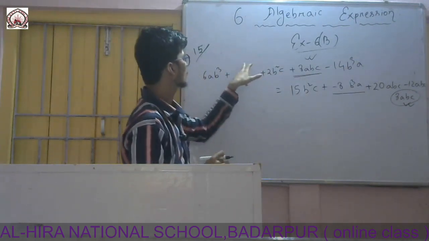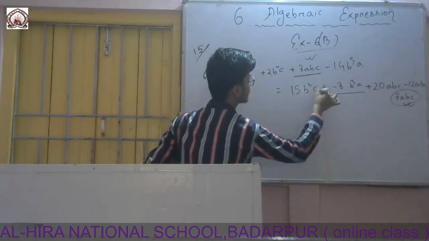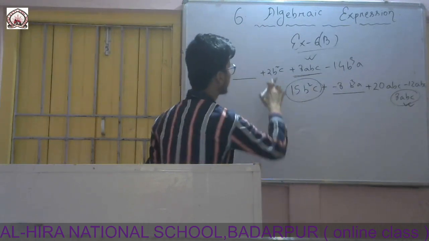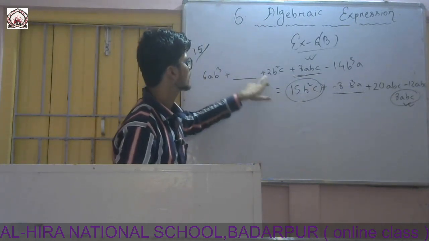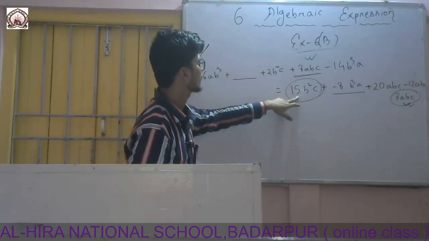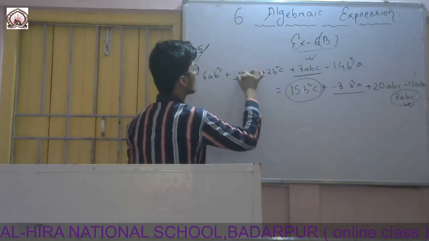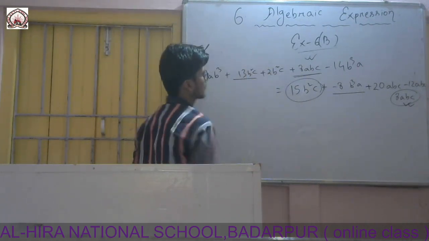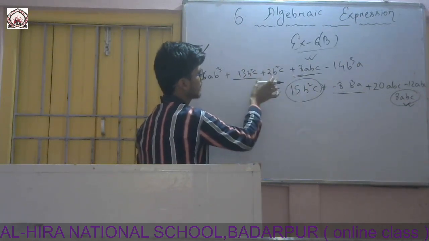So when I go for this one, you see there is 15b squared c. There is 15b squared c. On this side, it is only 2b squared c. That means something is missing. To make this side balanced, there is 15b squared c and there is only 2. How many do we need? I need 13b squared c. So 13 plus 2 is 15. 15b squared c. Now both the sides are equal.